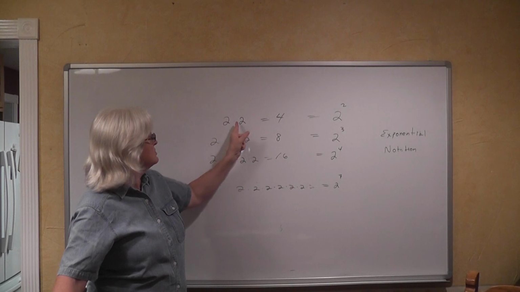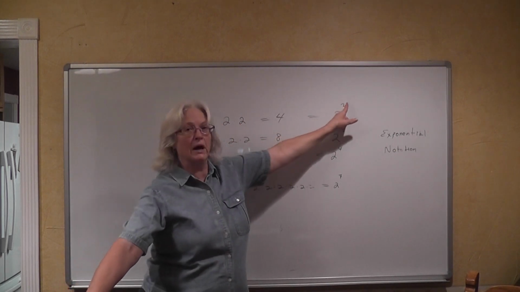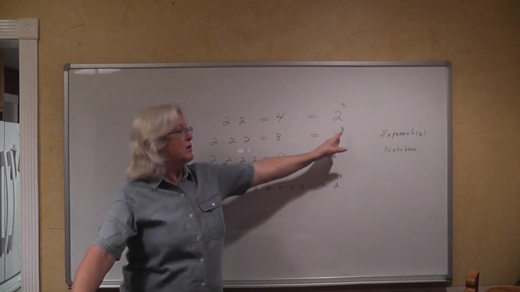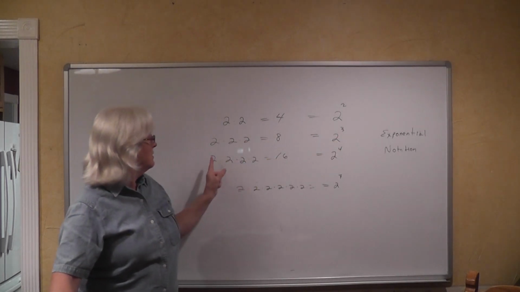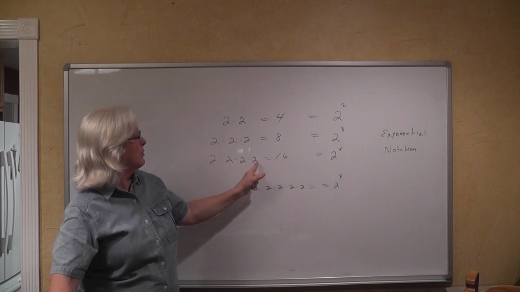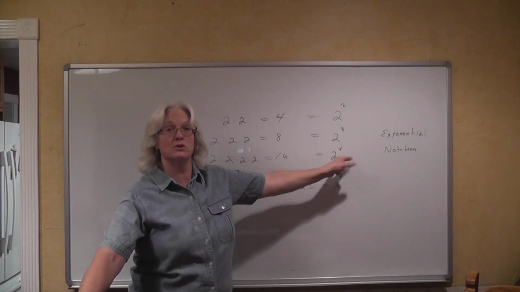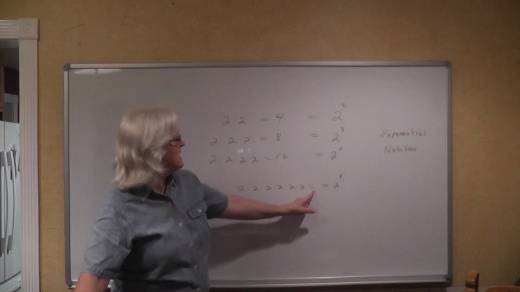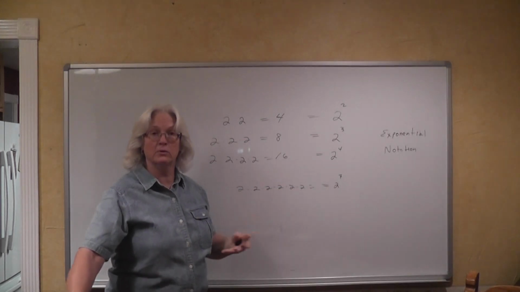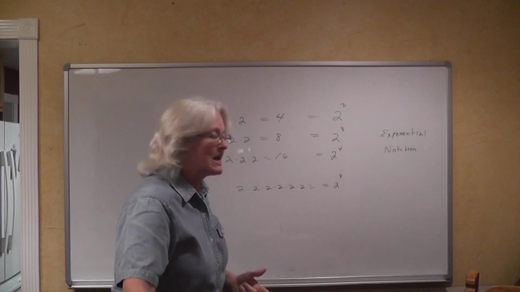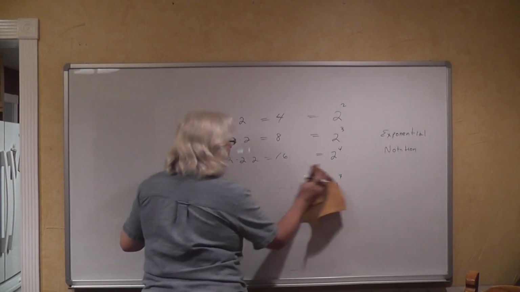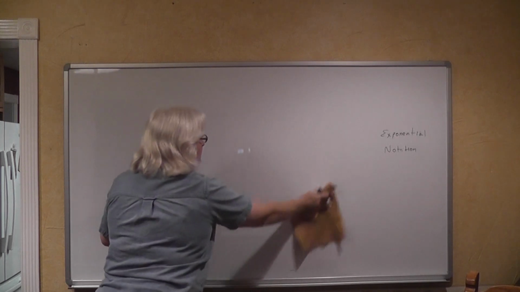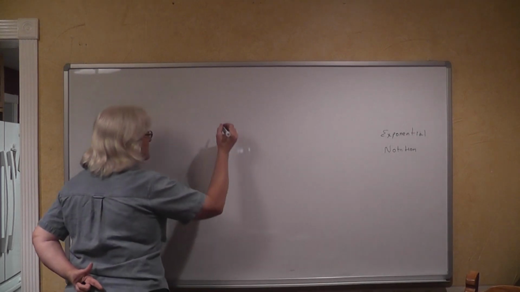Well, 2 is used as a factor twice. 2 is used as a factor 3 times. 1, 2, 3, 4 times the 2 is used as a factor. 1, 2, 3, 4, 5, 6, 7 times the 2 is used as a factor. And that's exactly what we have going on with exponential notation. You have the number that sits on the line.